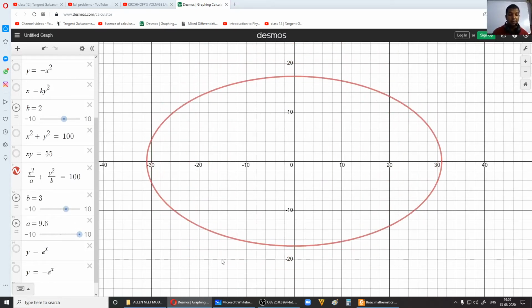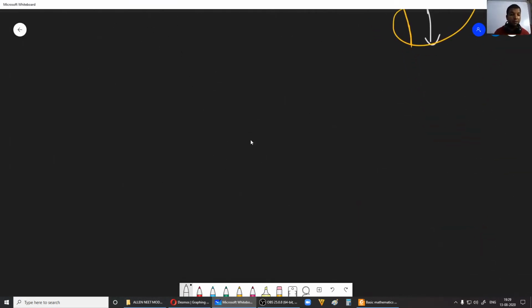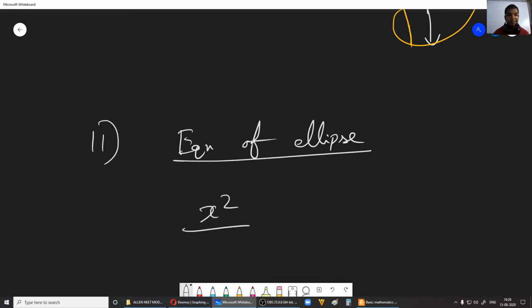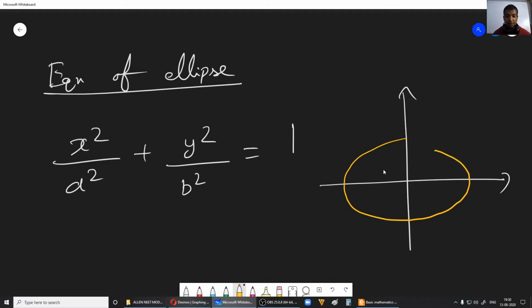Now the equation of the ellipse, the 11th one. The equation of an ellipse is given by x square by a square plus y square divided by b square is equal to 1. Now what does it tell you? It is also an ellipse whose center, or you can say the geometric center, happens to be the origin. This is just a rough sketch of how the ellipse looks.